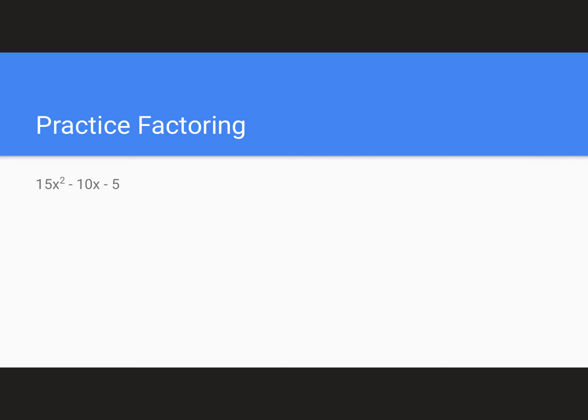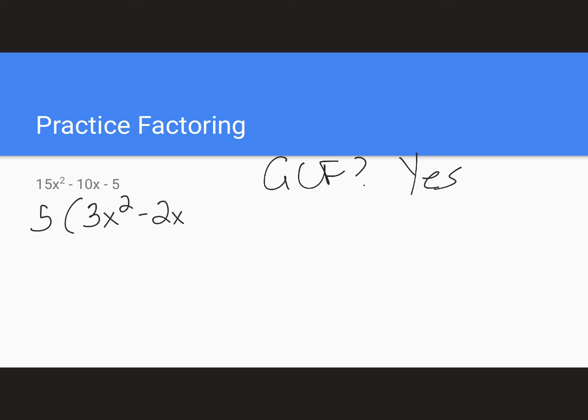This time we're going to practice. Again, I need to look first at, do I have a greatest common factor? And yes, I do. I can factor out a 5. If I factor out a 5, I'm left with 3x squared minus 2x minus 1. But that doesn't help me. It doesn't factor out the whole thing. But that's okay. I can leave that there.